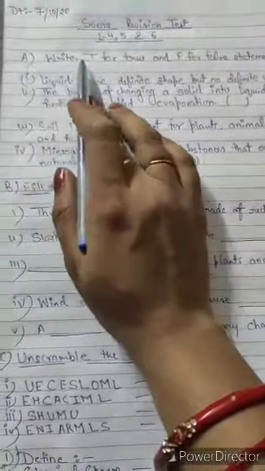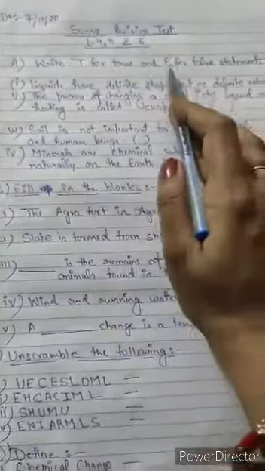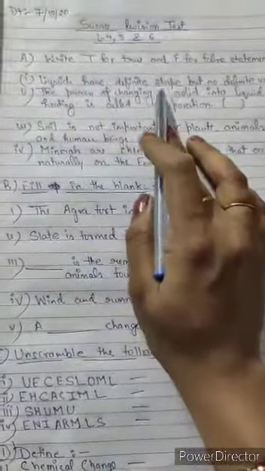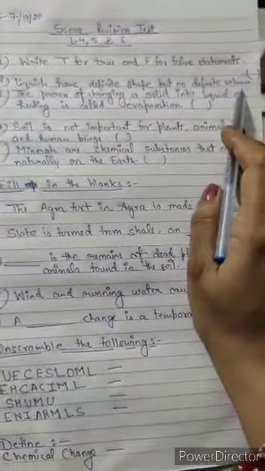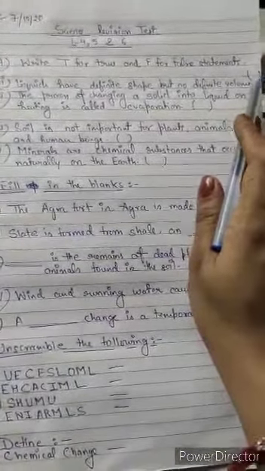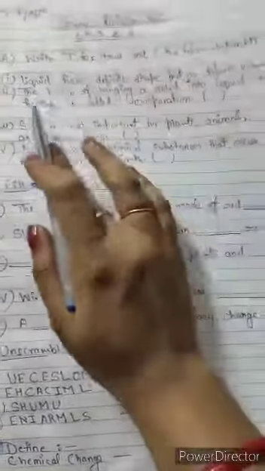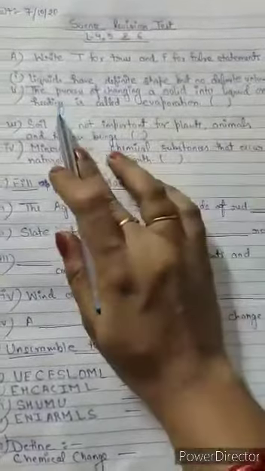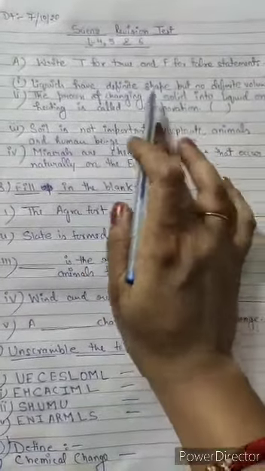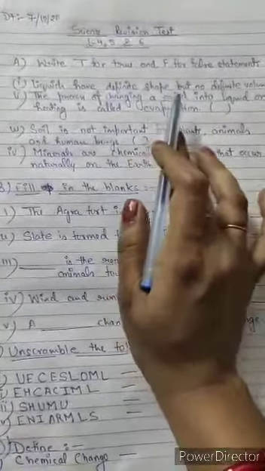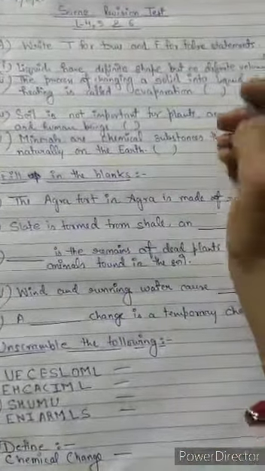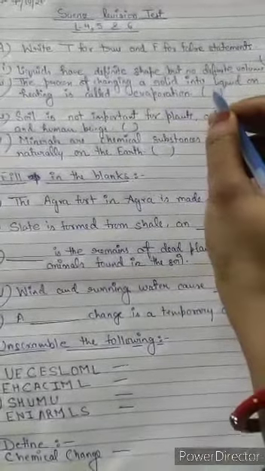In section A you have to write T for true and F for false statement. In the first statement, liquids have definite shape but no definite volume. Is it true or false? You have to tell it in the box. Now, the process of changing a solid into liquid on heating is called evaporation. So what do we call that process in which a solid changes into liquid form? According to that you have to write T or F.